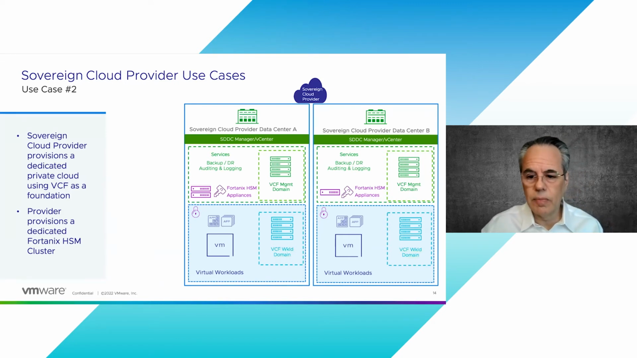So what you're seeing here is essentially that the Fortanix Data Security Manager and the hardware back appliances are being placed within the sovereign cloud boundary to protect the virtual workloads with strong encryption. And the key material in these cases never leaves the appliances.